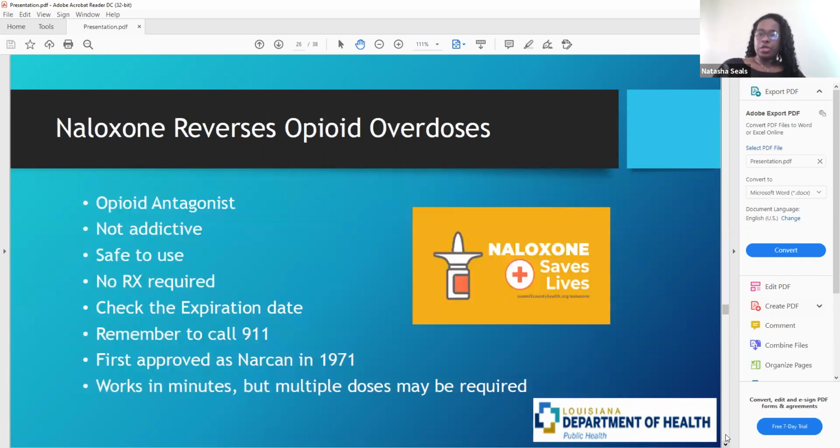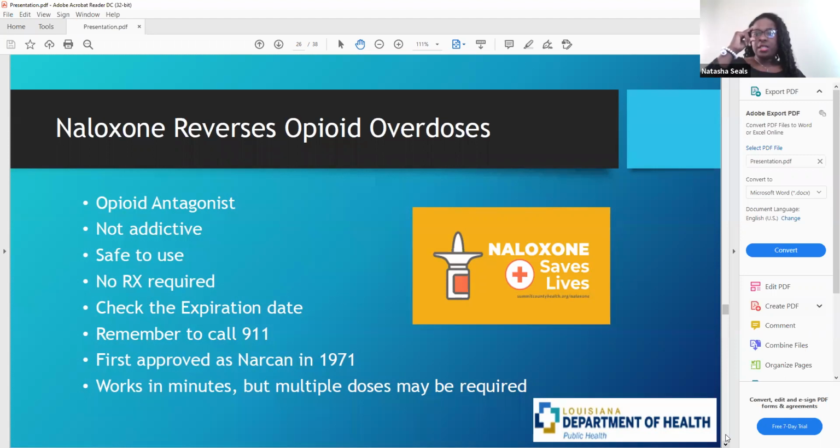So naloxone reverses overdoses, of course. It is an opioid antagonist, meaning it binds to and blocks the effects of opioids. So it does not cause any euphoria and it does not alleviate pain. It is not addictive. It is safe to use. No Rx is required because of something called a standing order. You can go to any pharmacy in the state of Louisiana and ask for Narcan. And as long as they have it in stock, you can get it.